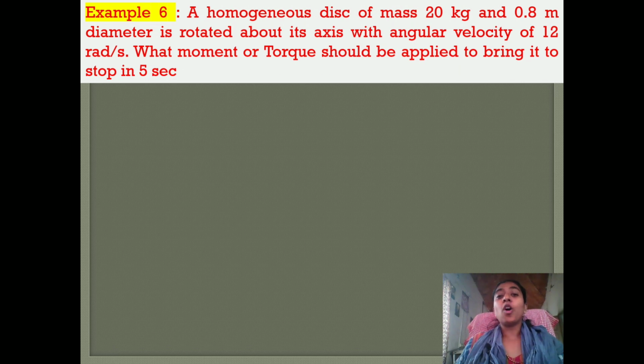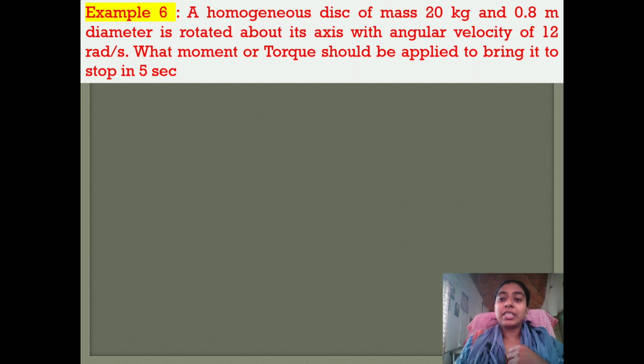Example 6. A homogeneous disc of mass 20 kg and 0.8 meter diameter. If 0.8 meter is the diameter, the radius is equal to 0.4 meter. It is rotated about its axis with angular velocity of 12 radians per second. What moment or torque should be applied to bring it to stop in 5 seconds? So t is equal to 5 seconds, and at that time our final velocity omega will be equal to 0.